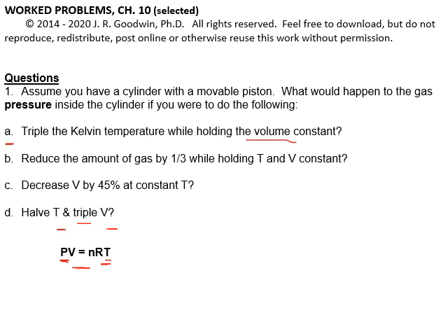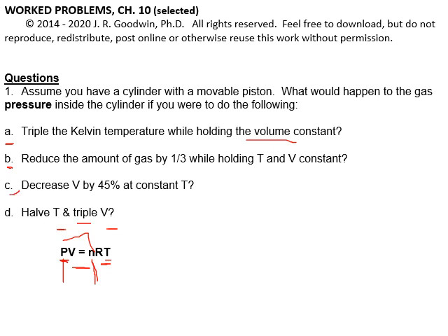For B, if we reduce the amount of gas, in other words this one, if we decrease it by 1/3, then what would happen to the pressure? Again, they're on different sides of the equal sign here. So if we decrease this one by 1/3, we would also have to decrease this one by 1/3. Very straightforward. For part C, decrease V at constant temperature.